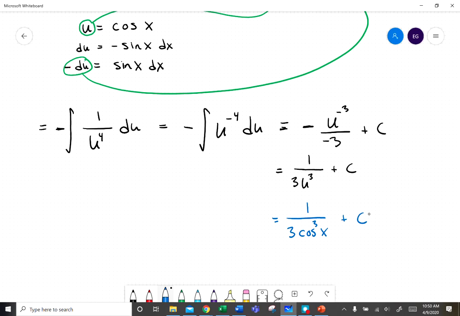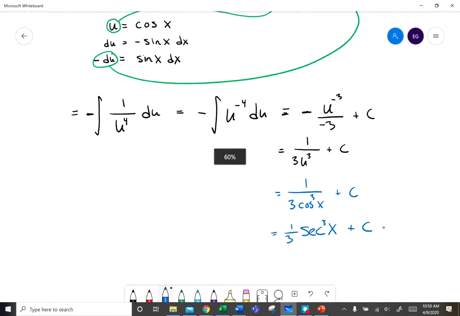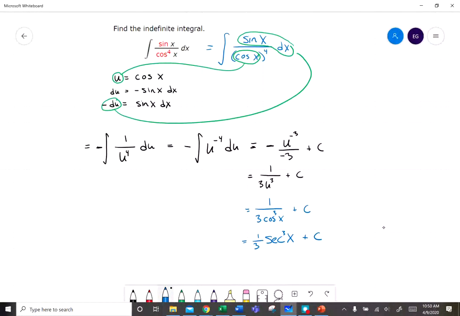And we could clean this up a little bit. The reciprocal of the cosine function is the secant function. So 1 over cosine to the third power, well, we have the 1/3, okay? And 1 over the cosine to the third power should be secant to the third power of x plus c. All right, so that should do it. Let me zoom in a little bit. Okay, so that should do it for this one: 1/3 times the secant to the third power of x plus c.